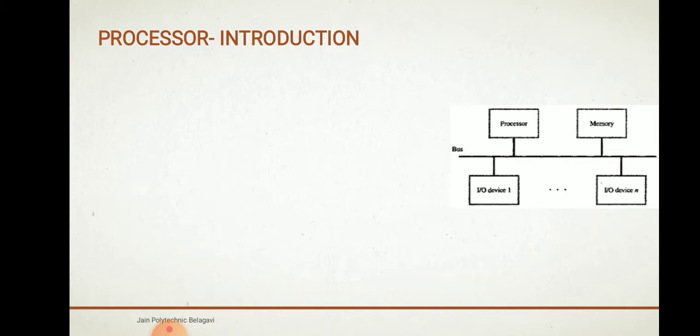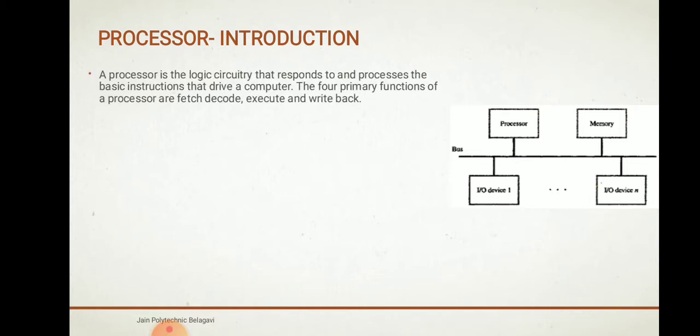As you can see, the diagram shows the connection between the processor, memory and input-output devices, and the bus is connected to the processor as well as the memory. This is similar to what we have studied in unit number 1. So what is the processor? A processor, as you know, is the logic circuitry that responds to and processes the basic instructions. Whatever basic instructions are given by the input devices and stored in the memory, the processor is used to process those instructions.